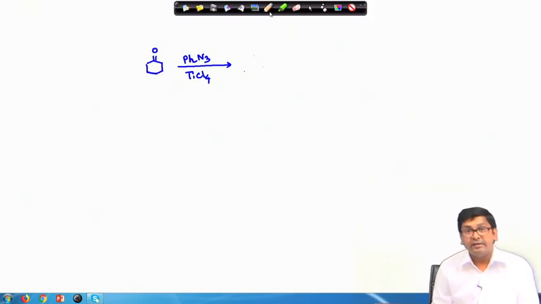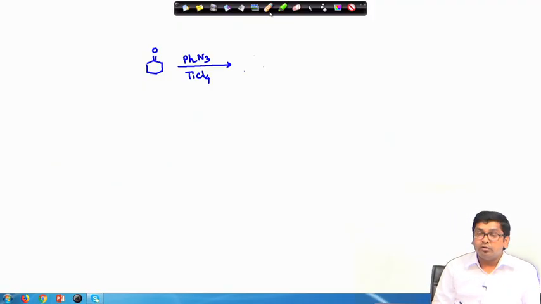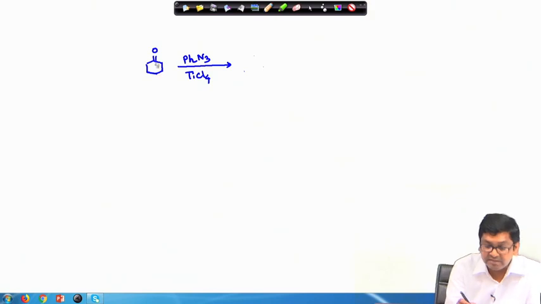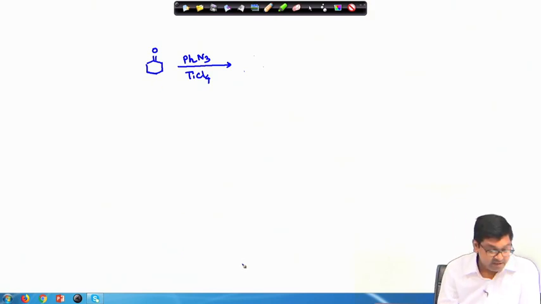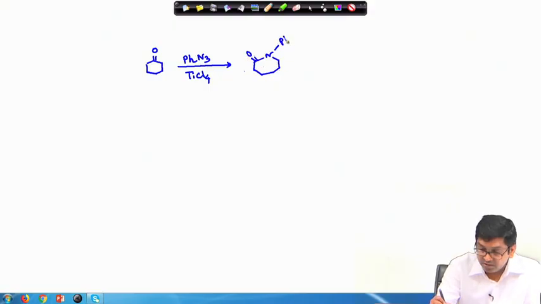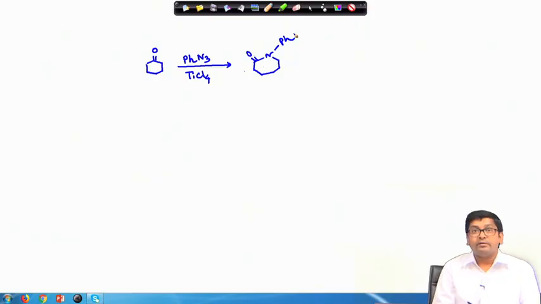Definitely in this case the ring size will increase, because due to the 1,2-migration, as this is a cyclic starting material, the ring size will increase by one. That means, if it is a 6-membered ring here, it will become a 7-membered ring. So, in this case, 1, 2, 3, 4, 5, 6, 7. So, this will be the corresponding lactam product.